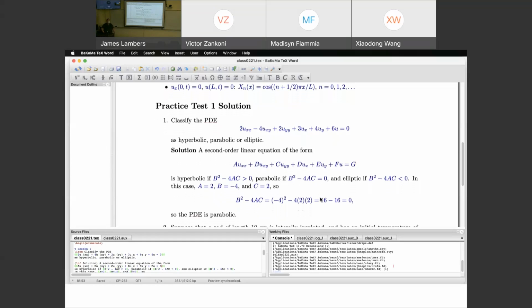The equation we were dealing with the most, the heat equation, so ut equals a coefficient times uxx. That is an example of a parabolic equation.